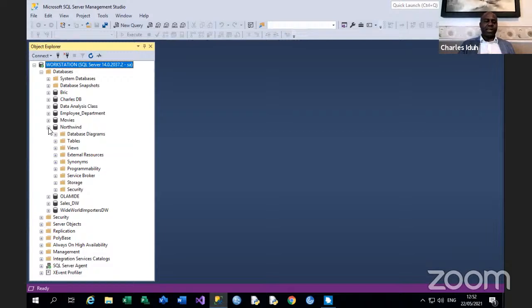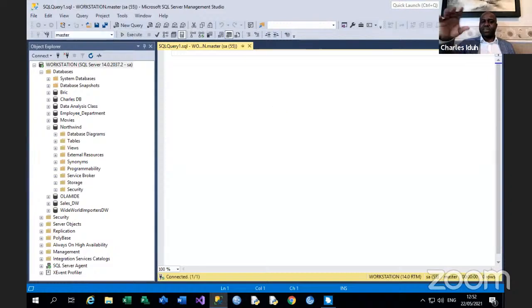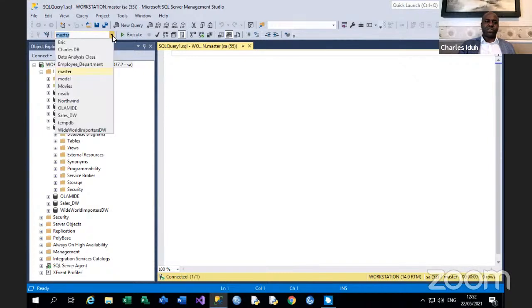Now, you don't really need to do much here when you're using your SQL, although when the training starts properly, we are going to show you everything that you need here. The first thing you need is your new query. When you click on new query, it opens a canvas where you can work. This is a canvas where you execute your query. Here I've got master, but the database that I need is Northwind. So I'm going to change this to Northwind. There is a drop down and I'm going to click on Northwind.